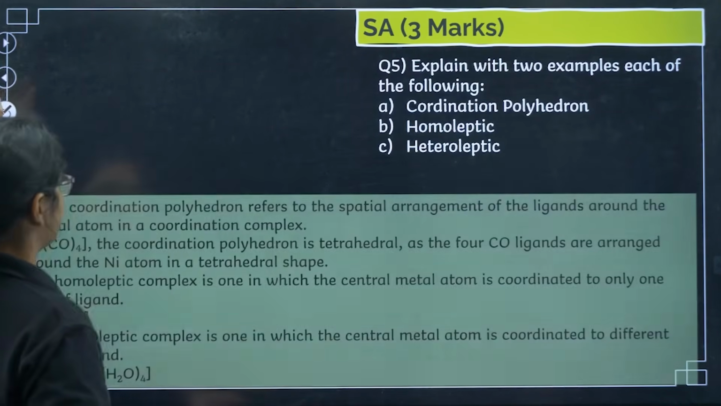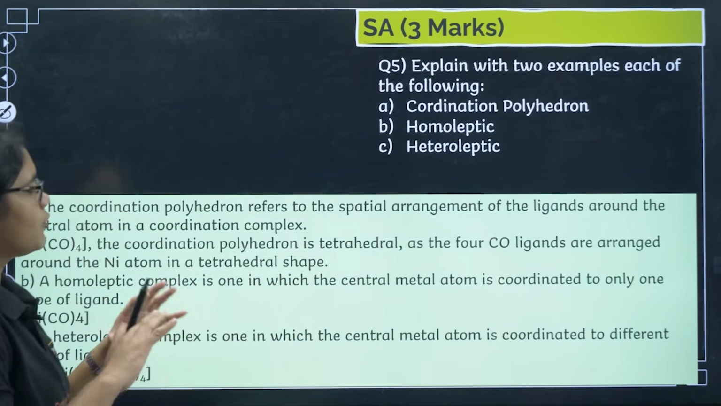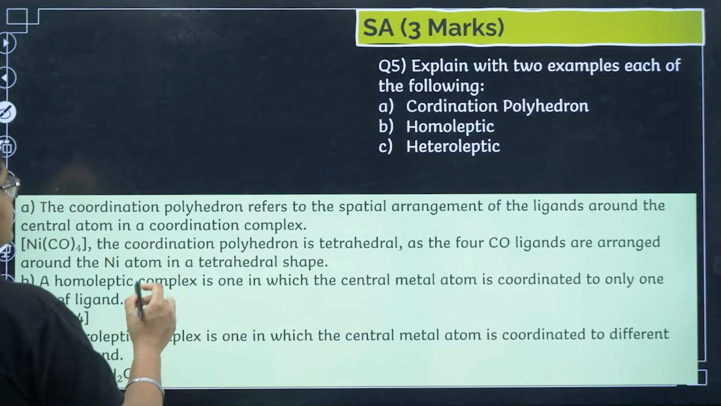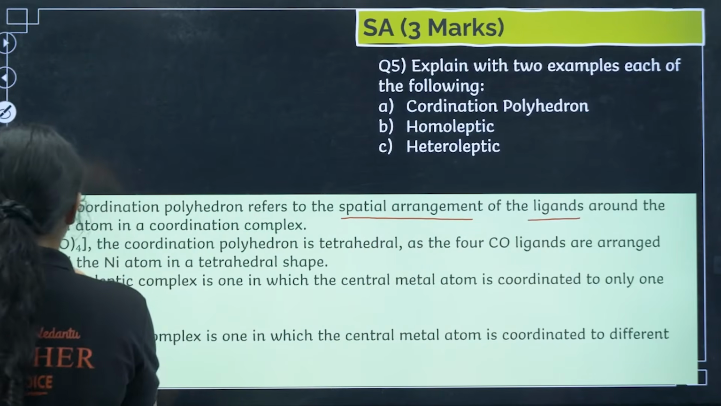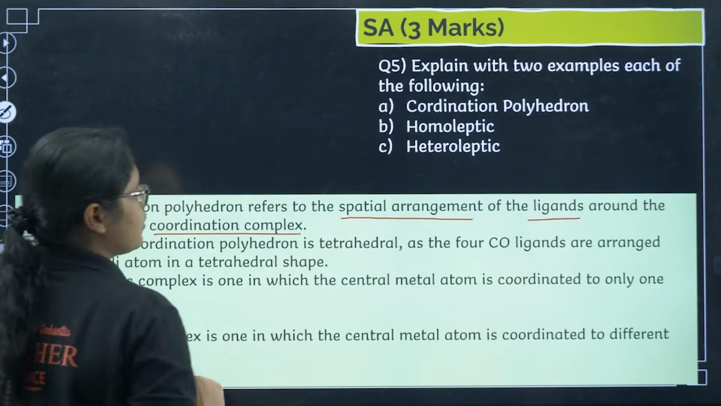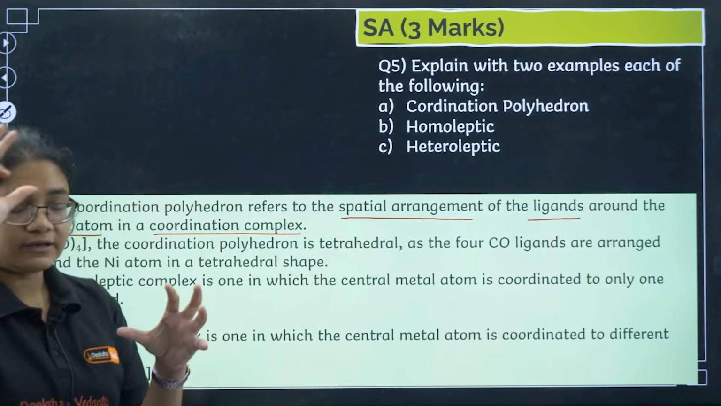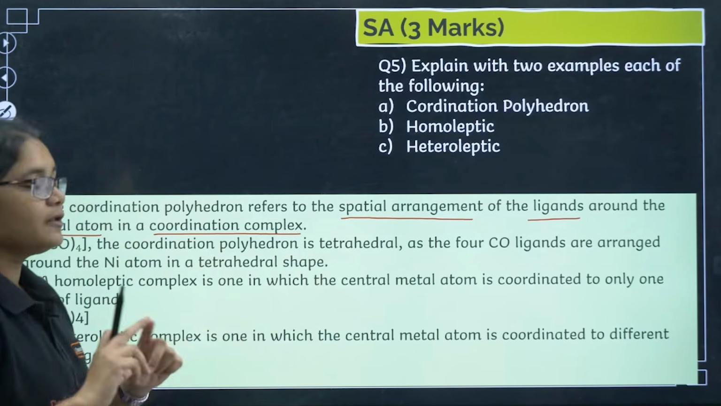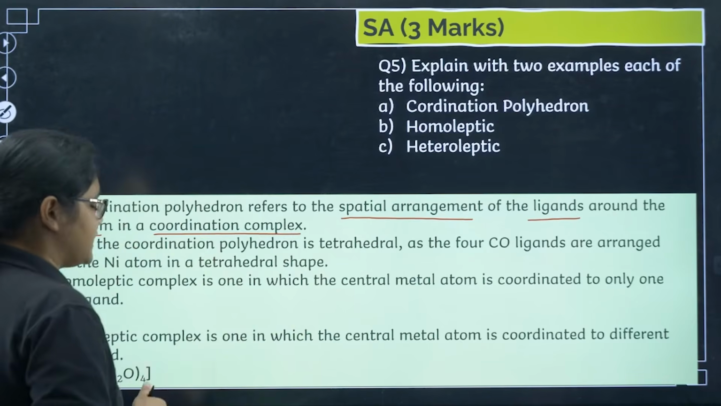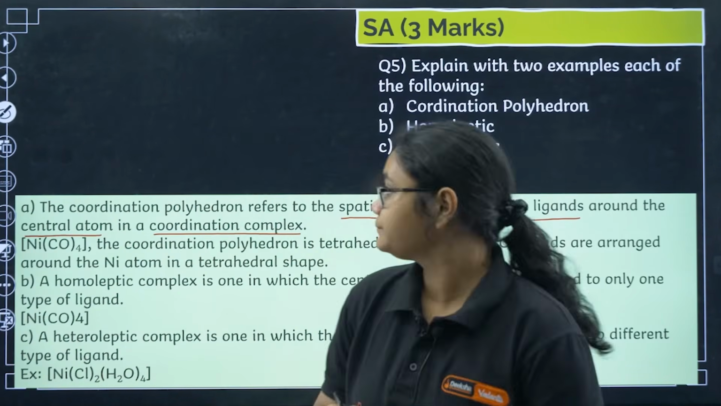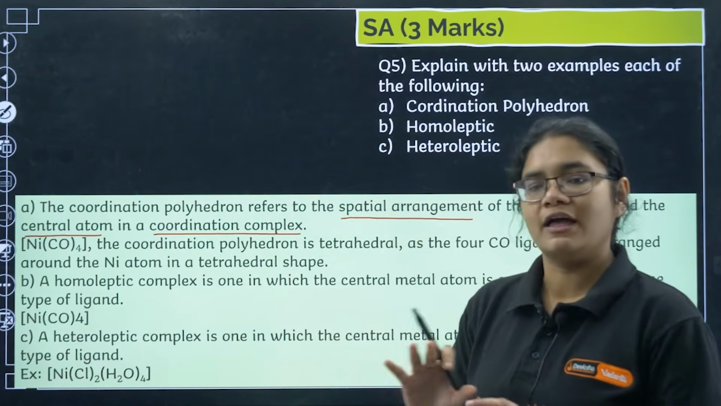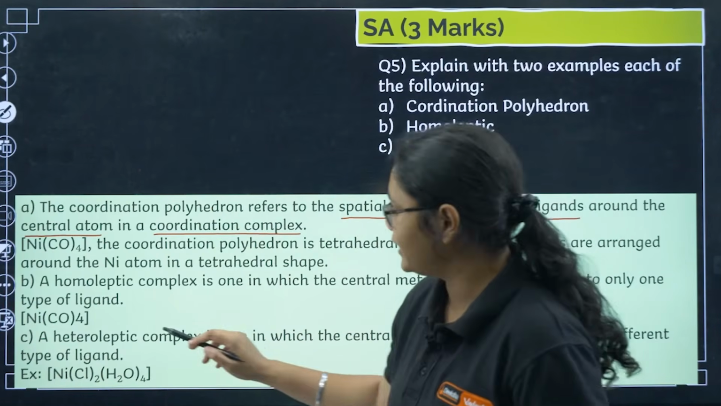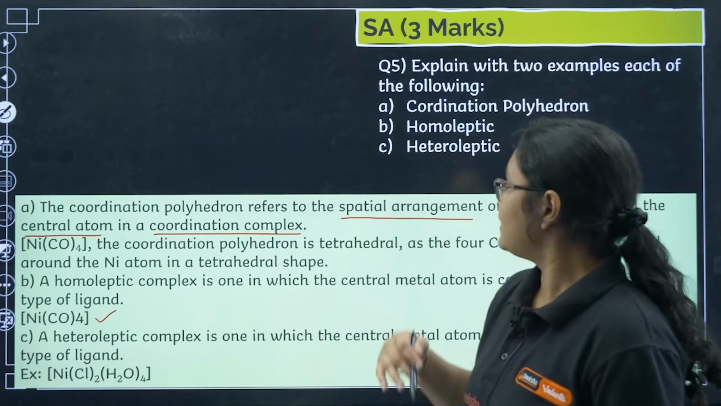Now coming to the next one: explain with 2 examples each of the following: coordination polyhedron, homoleptic and heteroleptic. So you can just give examples. What is a coordination polyhedron? It refers to the spatial arrangement of the ligands around the central atom in a coordination complex. Example is Ni(CO)4. Next, what is homoleptic? Homoleptic is one where you have all the same type of ligands. Example is Ni(CO)4. What is heteroleptic?